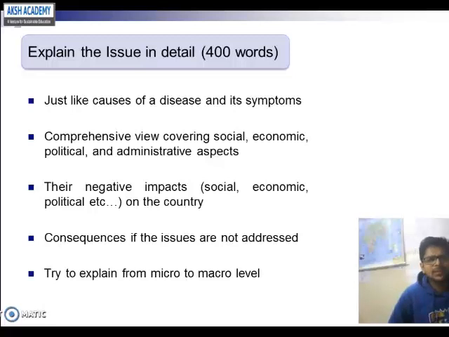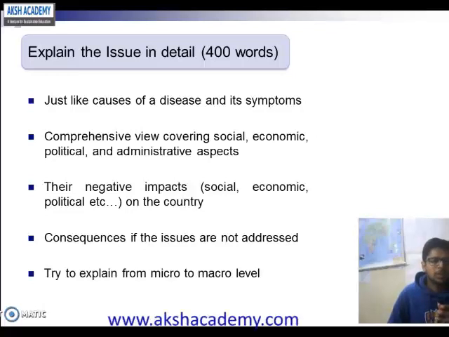The next is to explain the issue in detail. Means the problem or any policy or any decision or any issue which is prevailing in the society that you are writing on, just explain it in detail and include these points. First, just like the causes of a disease and its symptoms: what are the causes of the problem and what are its symptoms in the society.